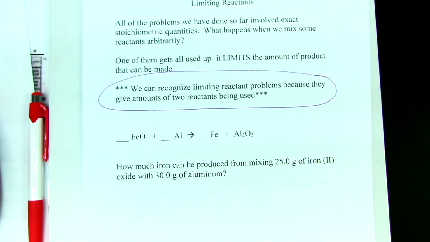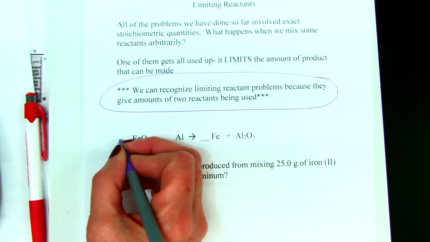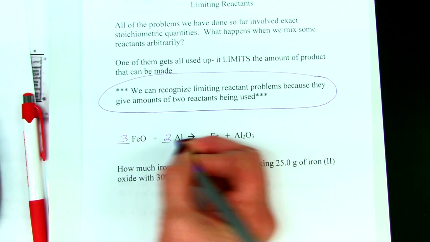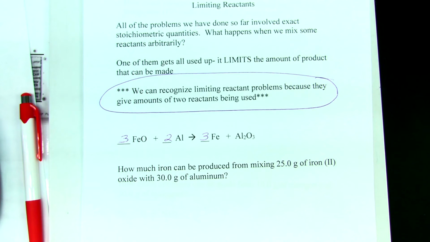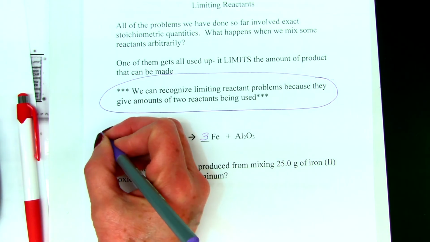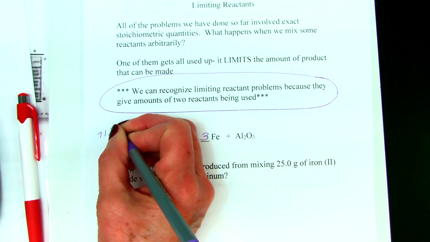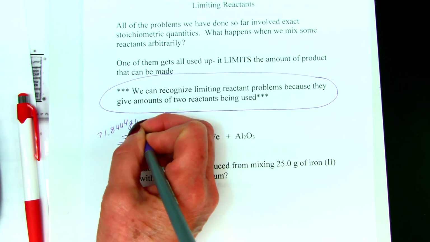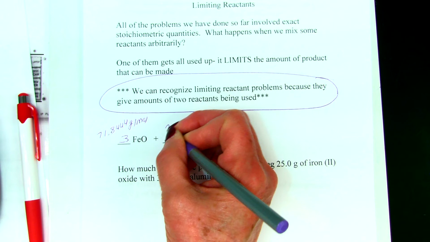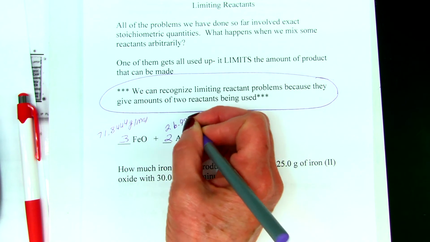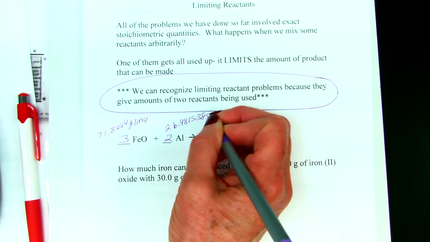So we do the same thing we usually do in a stoichiometry problem. We balance the equation first. So I need a 3, 2, and a 3 here. Now, since we need information about iron 2 oxide and aluminum, we go ahead and look up their molar masses using the periodic chart, and we get 71.8444 grams per mole, and aluminum 26.981538 grams per mole.